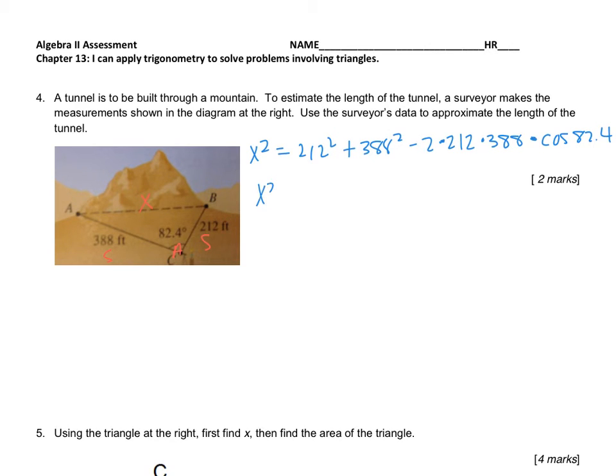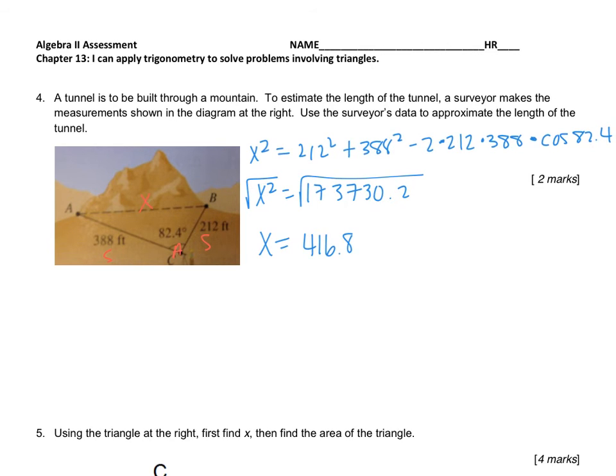And I got x squared equals 173,730.2. Square root both sides, and x equals 416.8. All right. Yes, we use approximate the length of the tunnel.